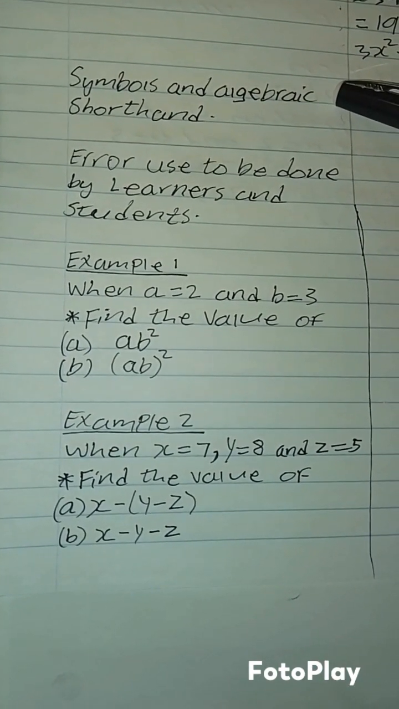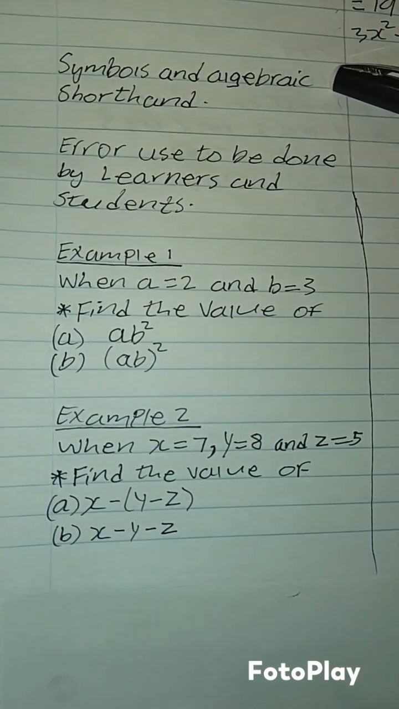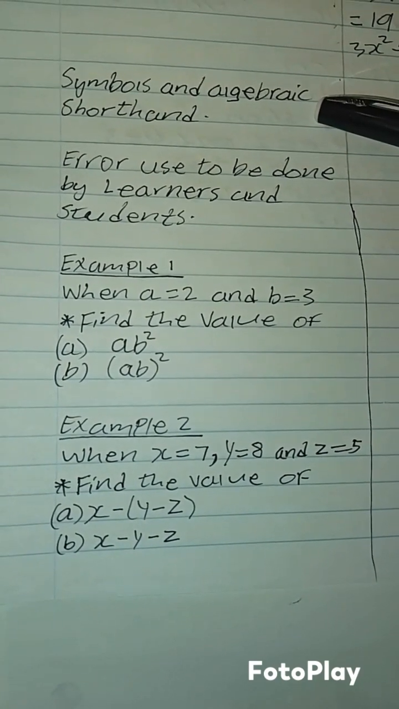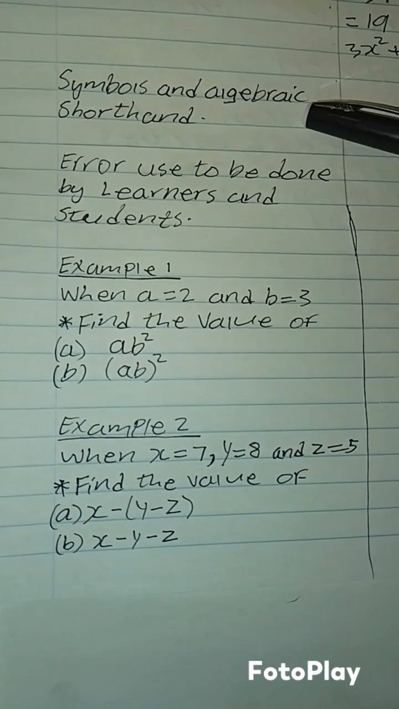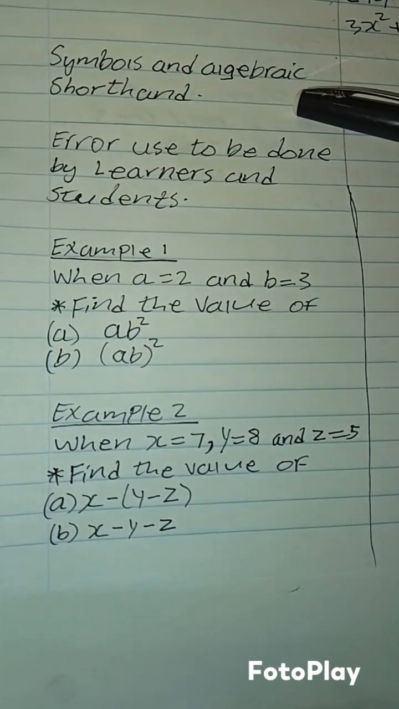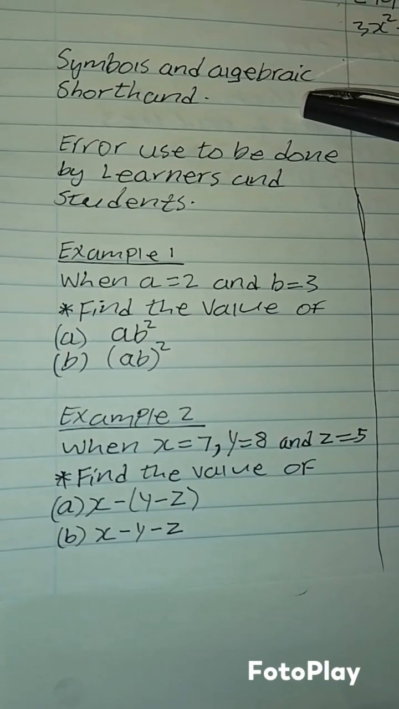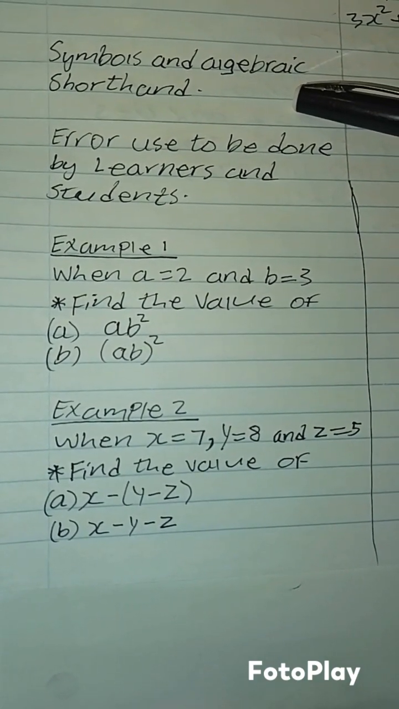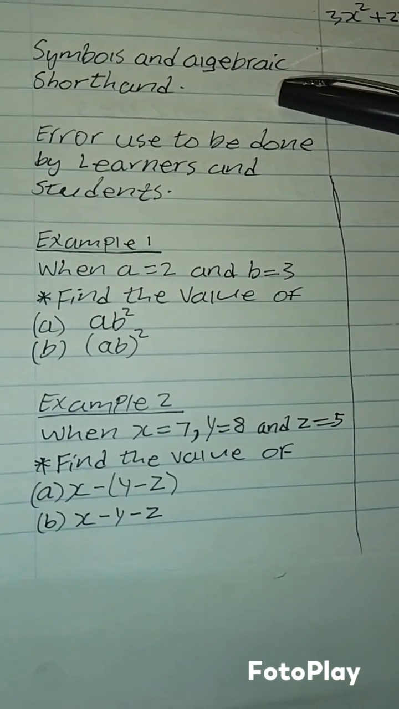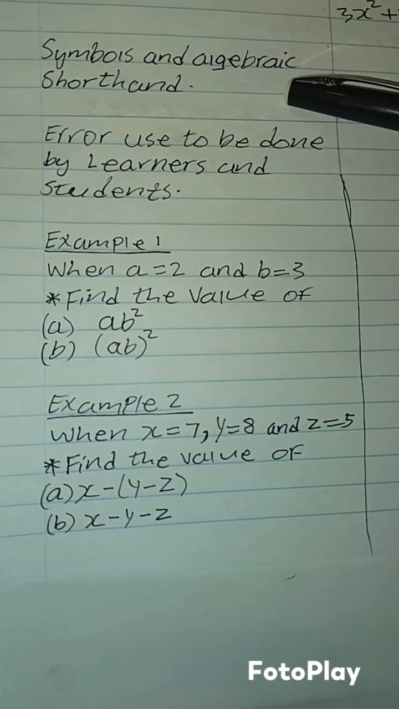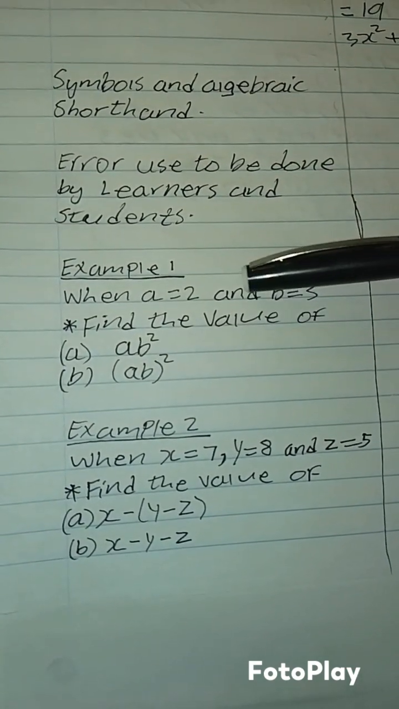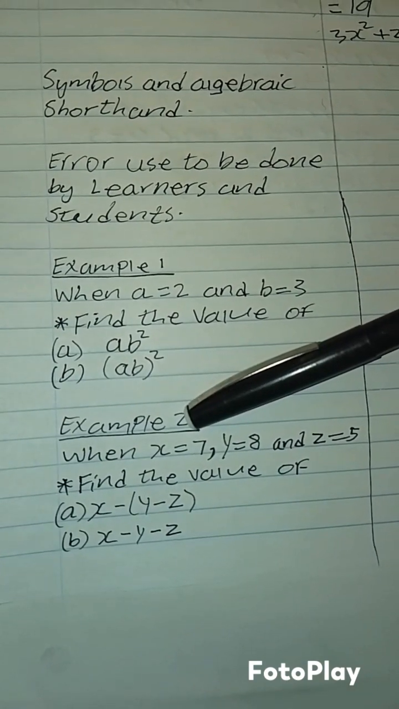So today we are going to forge ahead with our algebraic expression. The topic for today: symbols and algebraic shorthand. Within this topic, we are going to tackle the mistakes or errors that can be made by a student or a learner when we talk about mathematical algebraic expressions. Here we've got two examples, example 1 and example 2.